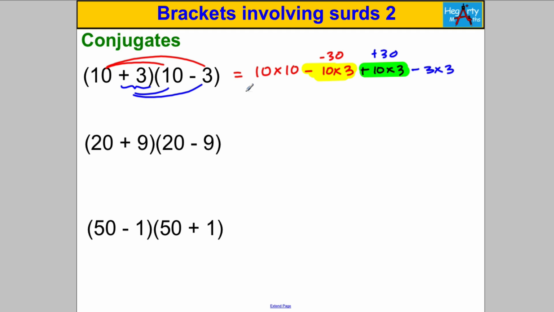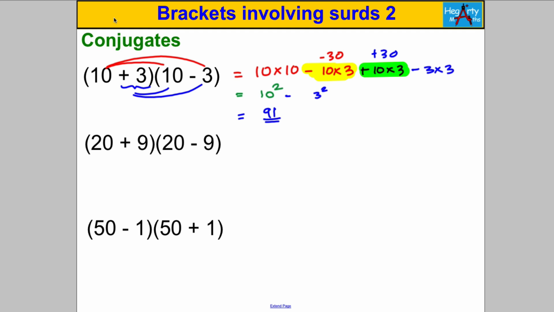Now 10 times 10 has to stay there. That's 10 squared. Let's write that as 10 squared. And 3 times 3 has to stay. That's going to be 3 squared. But it's negative 3 squared. And the answer therefore, 10 squared is 100, 3 squared is 9, 100 take away 9 is equal to 91.